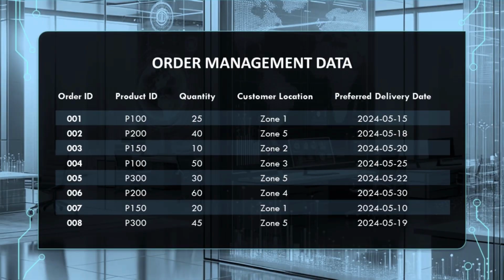Here is a table containing fictional data regarding supplier performance. This dataset includes order ID, which is a unique identifier for each order, product ID, which is a unique code representing each type of product, quantity, which is the number of units ordered, customer location. This is the shipping destination categorized into different zones, and preferred delivery date. This is the date by which the customer prefers to receive their order.